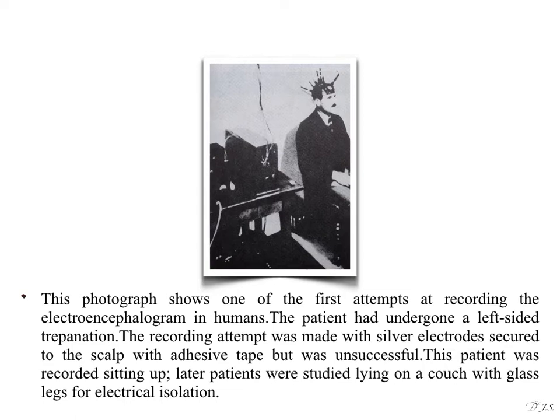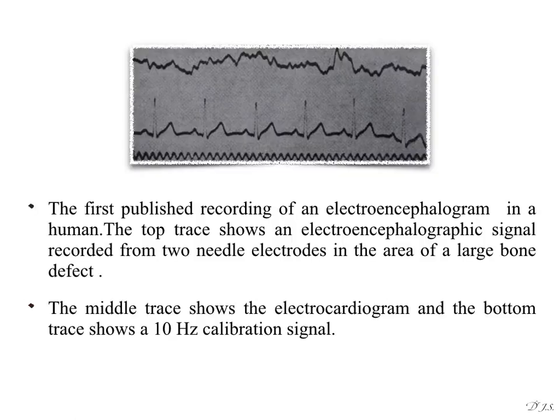The patient had undergone a left-sided trepanation. The recording attempt was made with silver electrodes secured to the scalp with adhesive tape but was unsuccessful. This patient was recorded sitting up. Later patients were studied lying on a couch with glass legs for electrical isolation. The first published recording of an electroencephalogram in a human. The top trace shows an electroencephalographic signal recorded from 2 needle electrodes in the area of a large bone defect. The middle trace shows the electrocardiogram and the bottom trace shows a 10 Hz calibration signal.